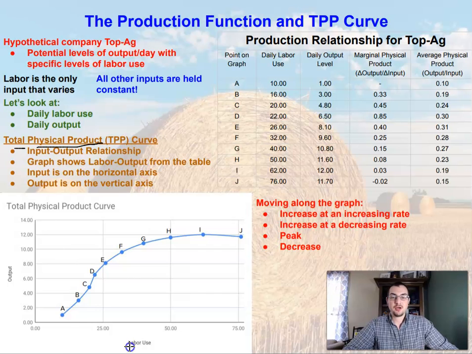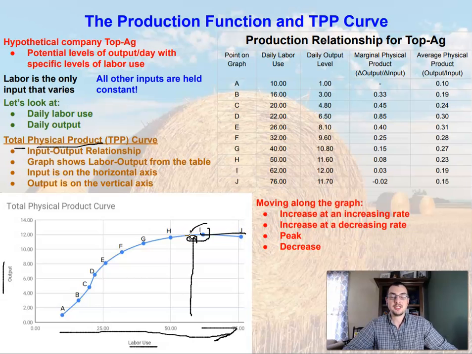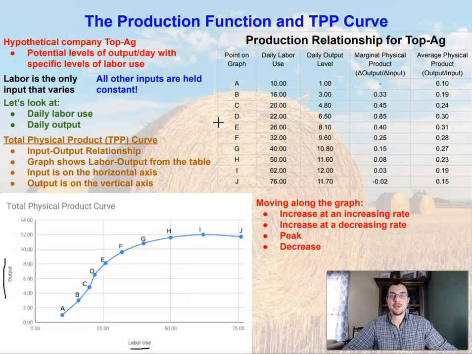In the TPP curve, we have our inputs down here on the horizontal axis and our output on the vertical axis. And we see that as the amount of hours that we employ our workers increases, what's happening to output? Well, our output is increasing until we get to this point I, and then it peaks and begins to decrease. But knowing that the input belongs down here and output is over here is going to be an important aspect whenever you're graphing your own total physical product.